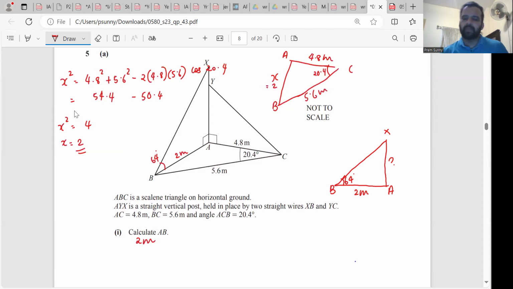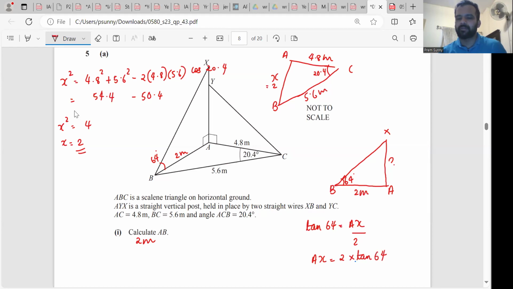So AX is what we need to find out. In this case, the angle is there and one side is there. We need to find the missing side. Opposite and adjacent is tan. So tan 64 is equal to opposite, which is AX, divided by adjacent, which is 2. When you cross multiply, AX is 2 into tan 64.